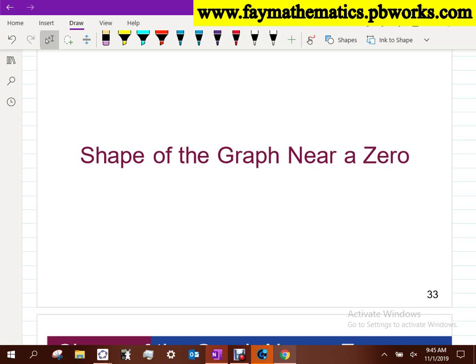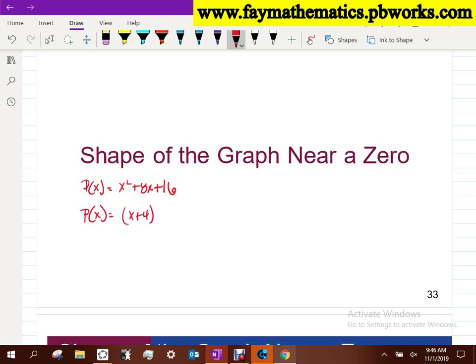All right, so the shape of the graph near a zero. Shape of a graph near a zero. You guys remember if we were to say, let's say P of x is equal to x squared plus 8x plus 16. What's that factor to?